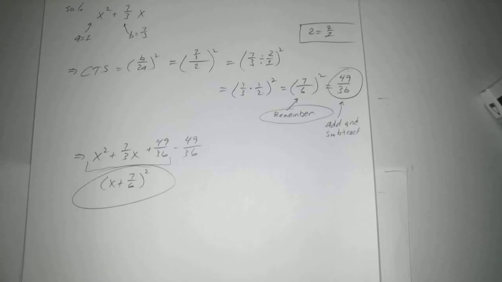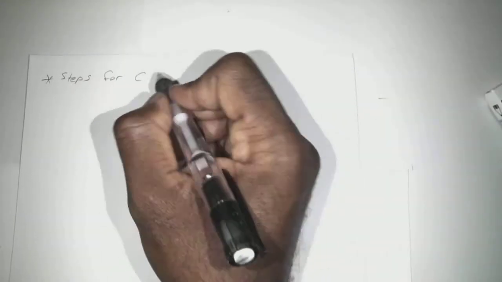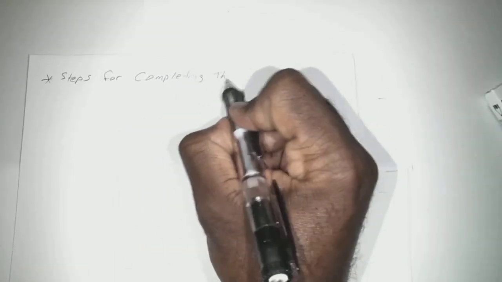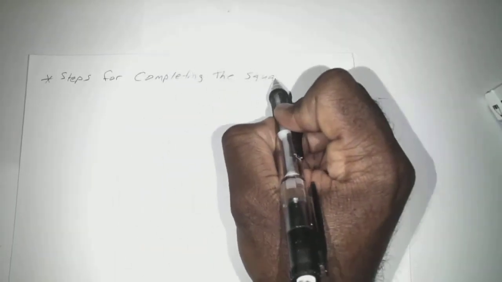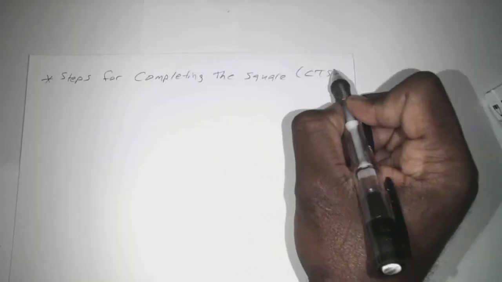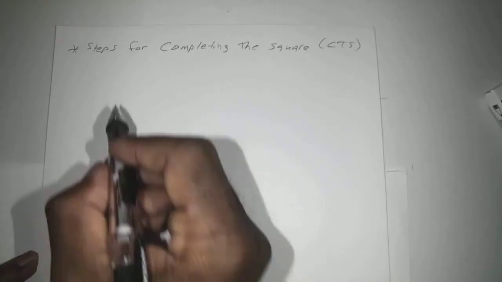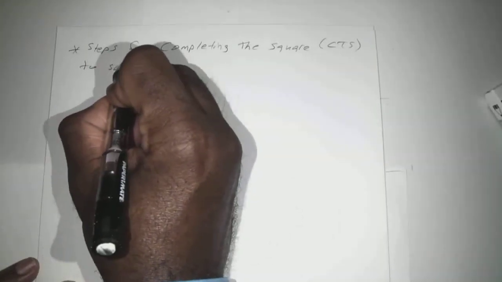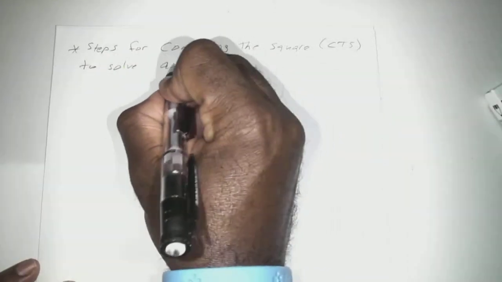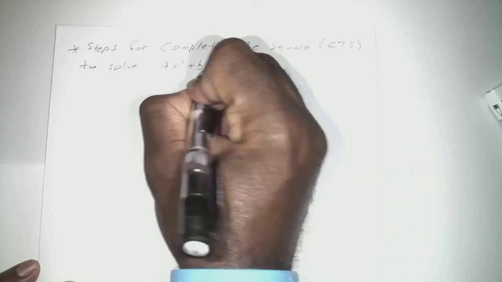All right, so now we're going to actually use completing the square to solve. So, steps for completing the square, or just CTS from here on out, to solve ax squared plus bx plus c equals 0.